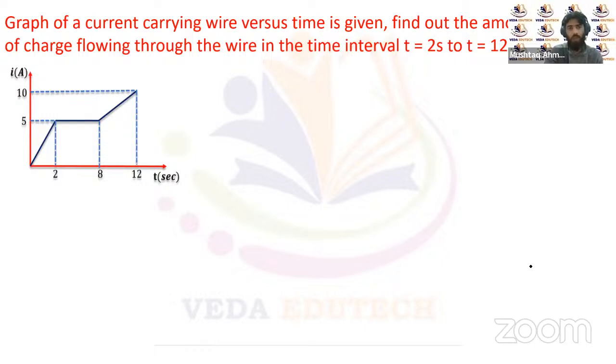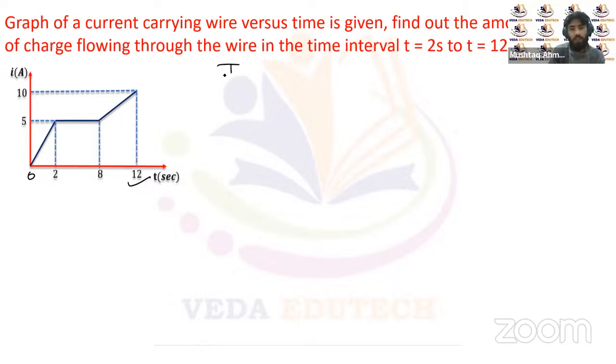The question is: a graph of a current carrying wire versus time is given, right? Find out the amount of charge flowing through the wire in the time interval t equal to 2 seconds to t equal to 12 seconds. So you can see clearly in this picture that we have been given a plot between the current and the time, and the plot runs from t equal to 0 to t equal to 12 seconds. But we have to find the amount of charge flowing through the wire in the time interval t equal to 2 seconds to t equal to 12 seconds, right?